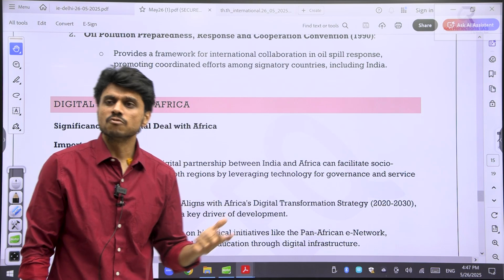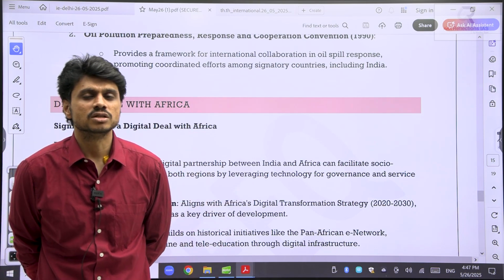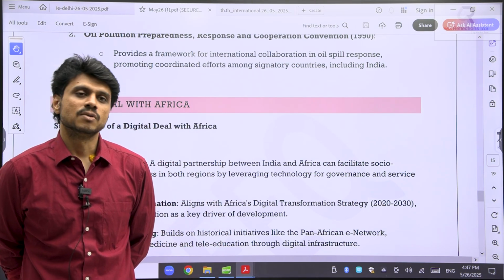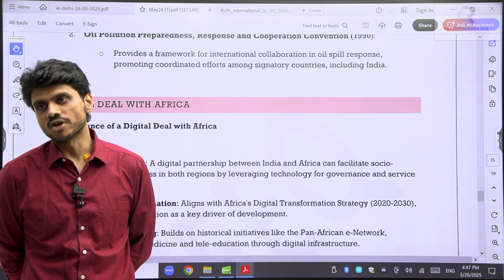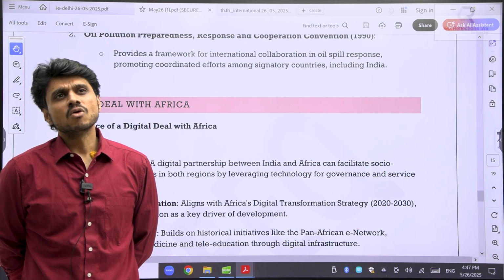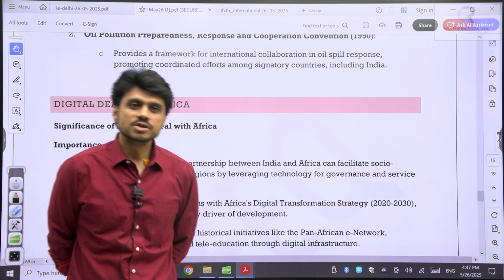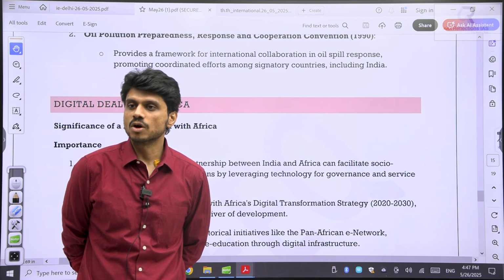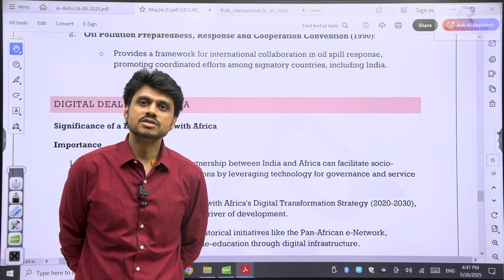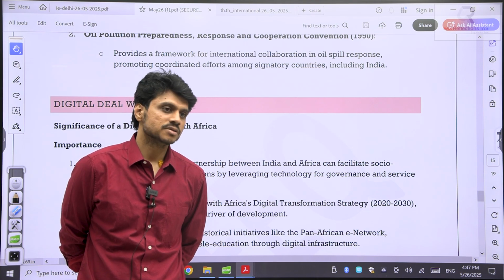And there was also one more article in The Hindu editorial. They were talking about how India should provide digital infrastructure to Africa. So why is Africa important to us? See, Africa currently is the least developed economy. There is a lot of scope for development.